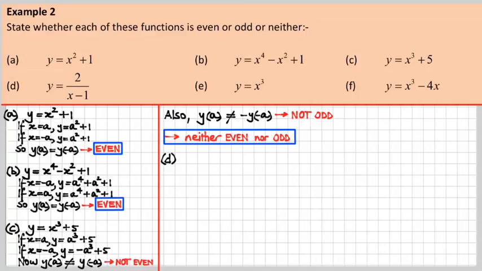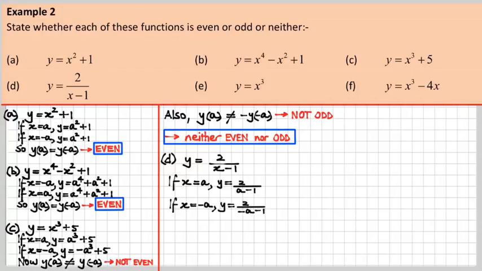A rectangular hyperbola. 2 over x minus 1. So it's shifted over 1 to the right, and there's a dilation happening there. But I don't think that's going to be in anything, ladies and gentlemen. I don't think so. Let's just work it out. If x is a, y would be 2 over a minus 1. If x was minus a, y would be 2 over minus a minus 1. So, yeah, that's right. That's what that simplifies to.